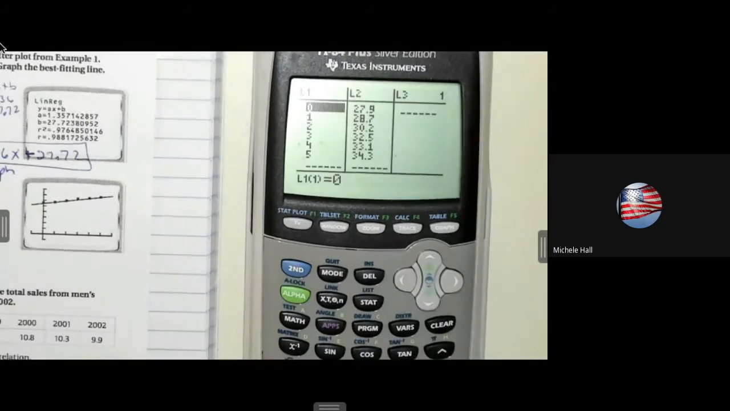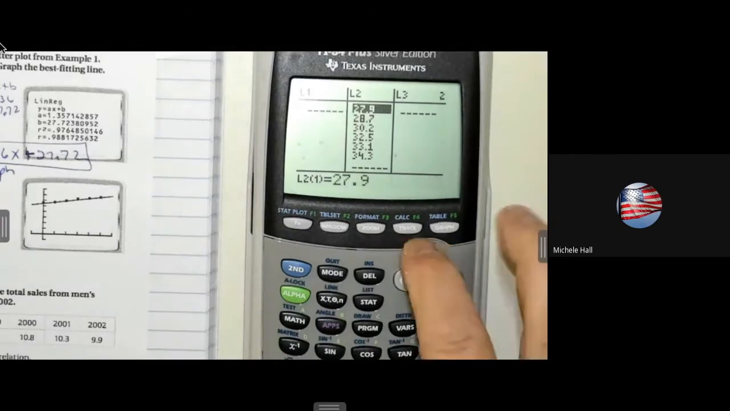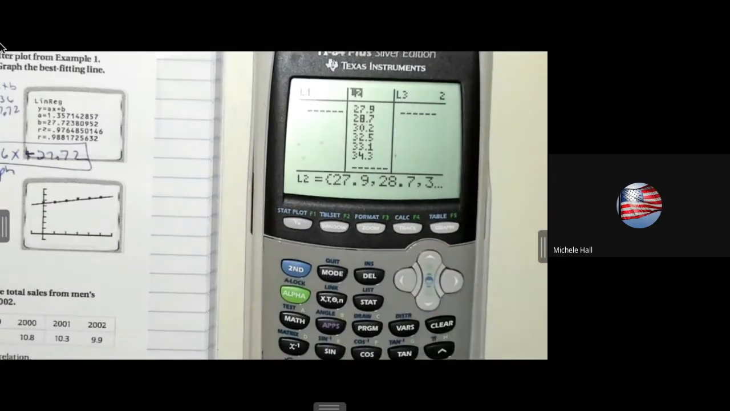I want to clear those lists because I don't need them anymore. So I just go up to the top on list 1, hit clear, and come back down. I go over to list 2, use my arrow keys and go up, hit clear, and then I come back down.